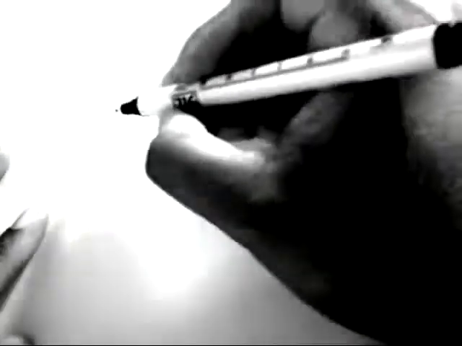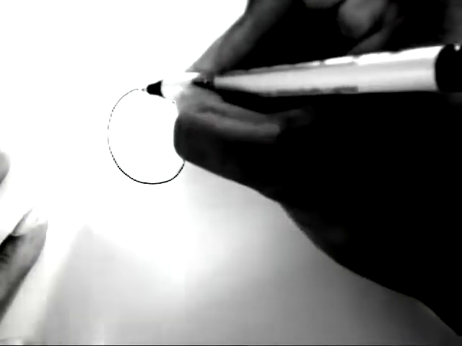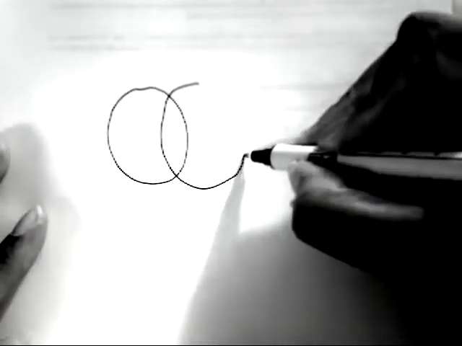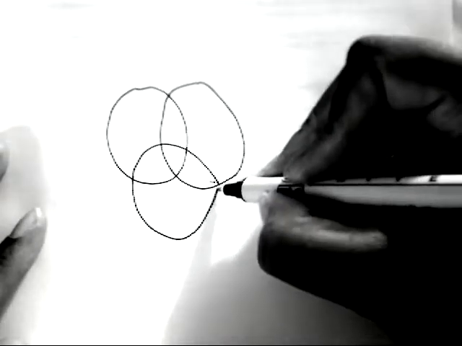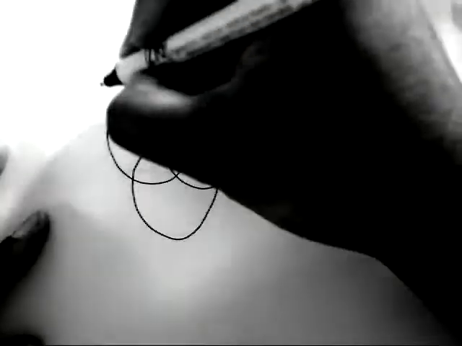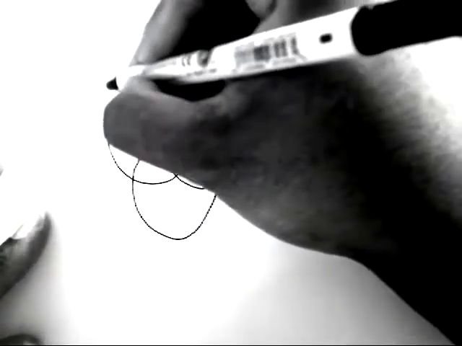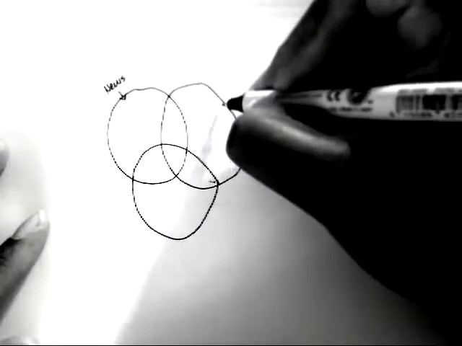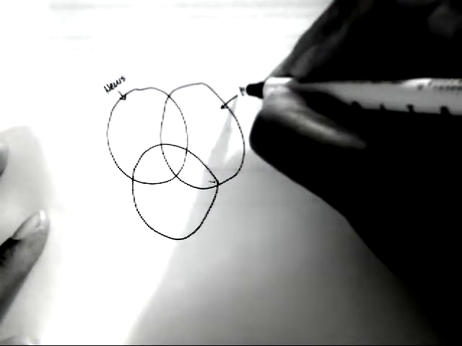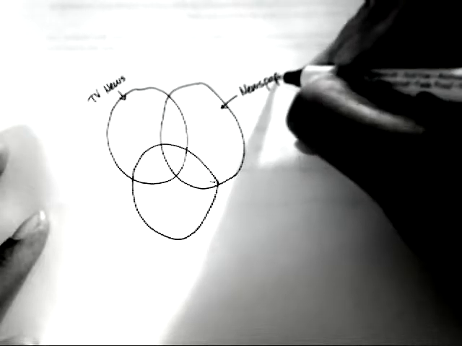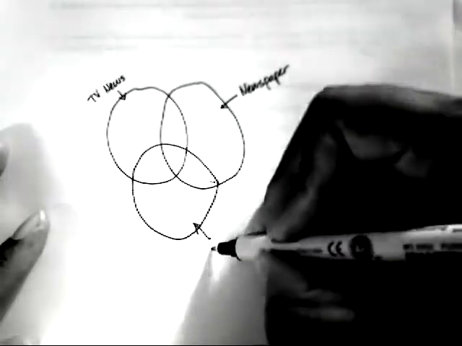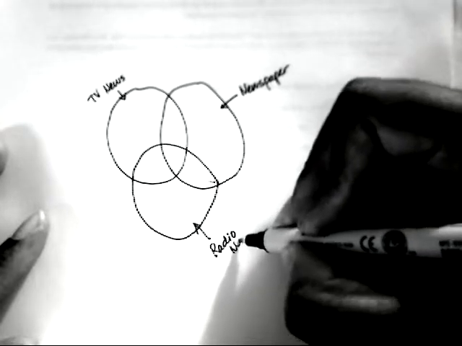Okay. And here's what I'm going to do. I'm going to be drawing 3 circles that are intersecting each other. Here's one circle, another circle that's going to be intersecting the second, and then the third is going to be intersecting the first and the second that I drew. Now this first one is going to represent the news on television, so I'll say TV news here. This circle represents the newspaper. This one is newspaper. And this one will be radio news.